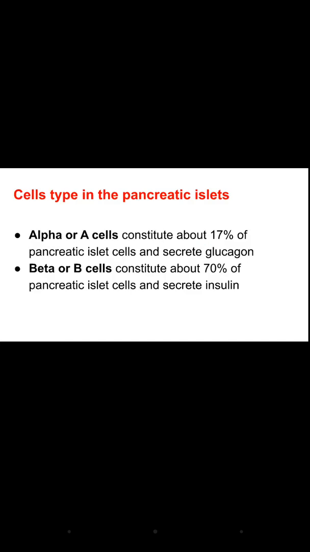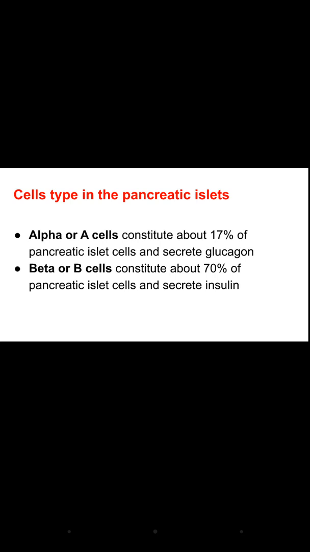So there are 4 cell types in the pancreatic islets. First is alpha or the A cells. These constitute about 17% of all the cells. And what is the function of these alpha cells? They secrete glucagon.